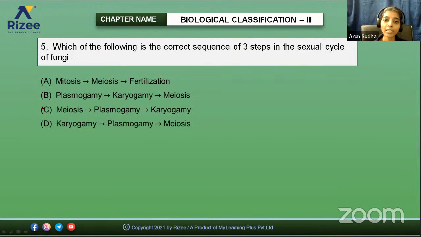Which of the following is the correct sequence of the three steps involved in the sexual cycle of fungi? Whether it is mitosis, meiosis, and fertilization; plasmogamy, karyogamy, and meiosis; meiosis, plasmogamy, and karyogamy; or karyogamy, plasmogamy, and meiosis. So which is the correct option? Correct order. Yeah, it's B. Correct, Timon. Good.